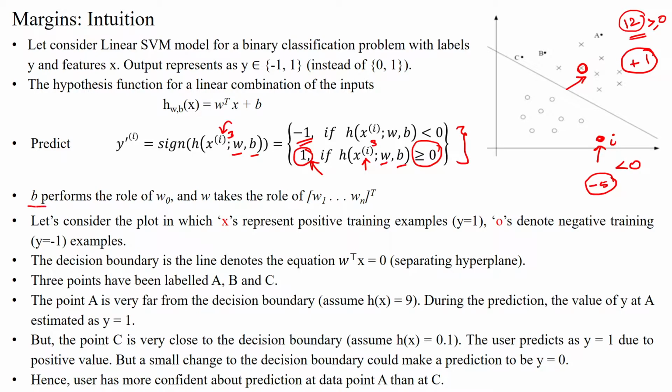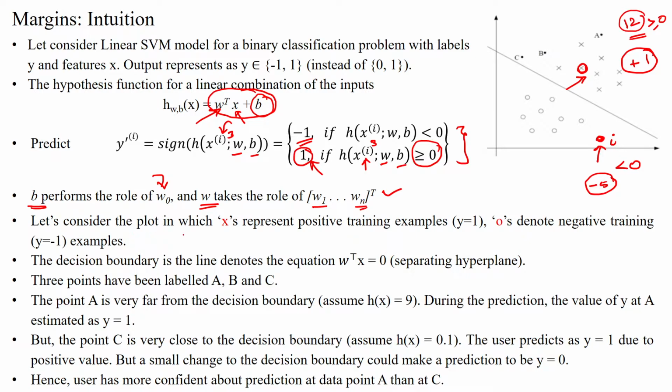Here the variable b performs the role of w0, and w takes the role of w1 to wn transpose, because we have w transpose x here. The w means the combination of all the w parameters, and x means the combination of all the input features. So this is the intercept for the hyperplane.